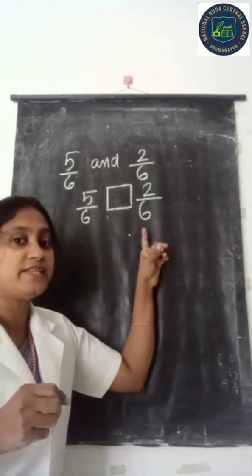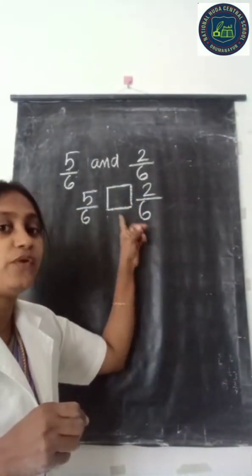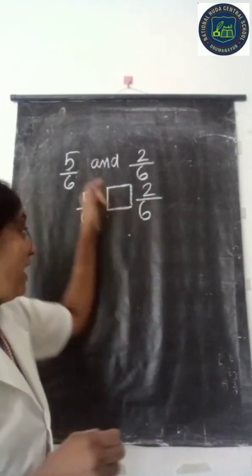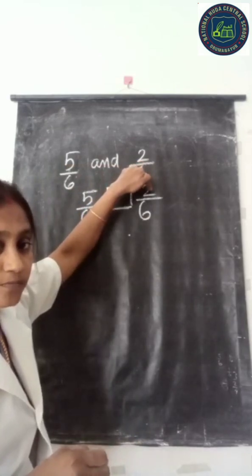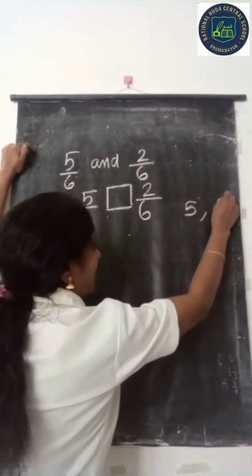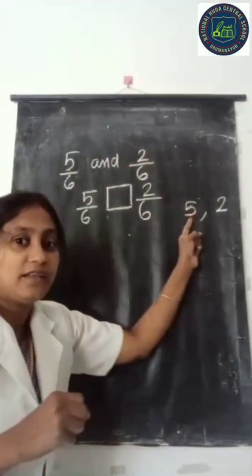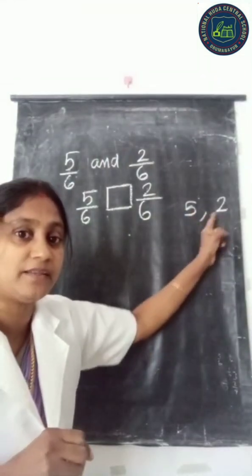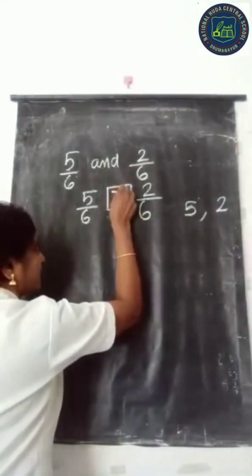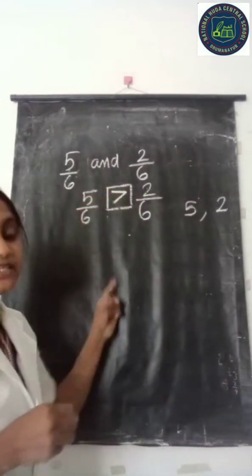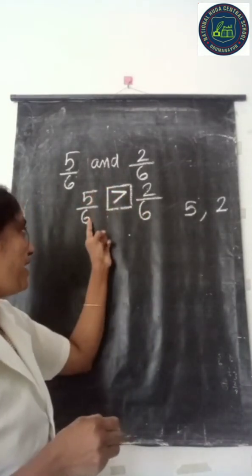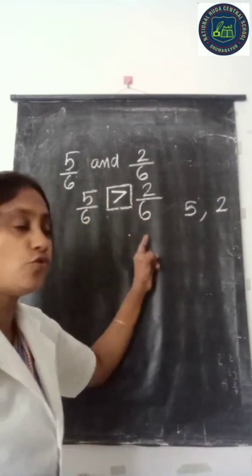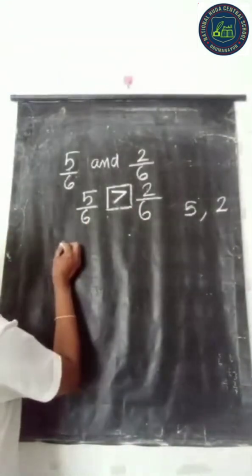Since the denominators are equal, we can check the numerators. Here the numerator is 5 and here the numerator is 2. 5 is greater than 2. Therefore, we can write 5/6 is greater than 2/6. One more question.